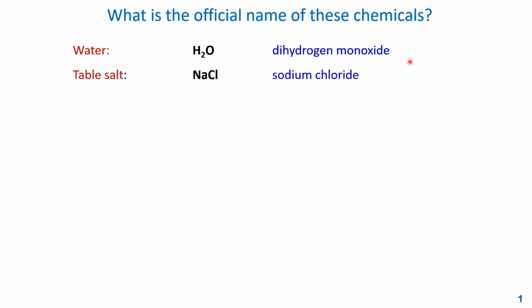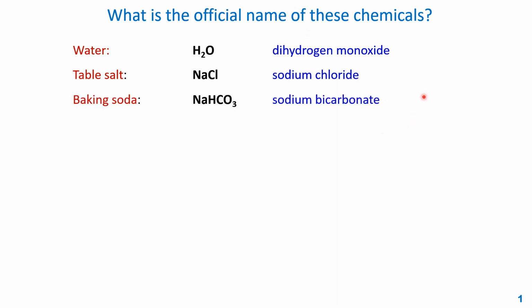Another common chemical used in the kitchen is table salt. This is the formula: 1 sodium, 1 chlorine, but the name is called sodium chloride, not sodium chlorine. Okay, sodium chloride.